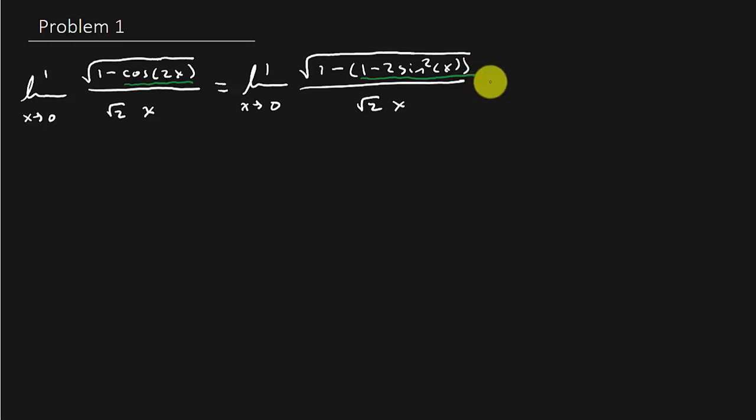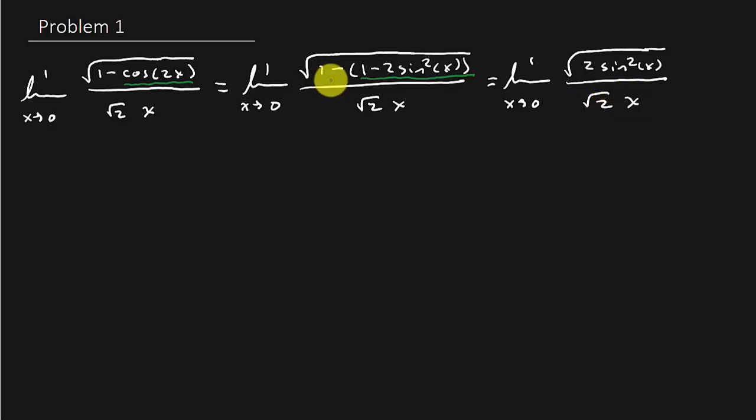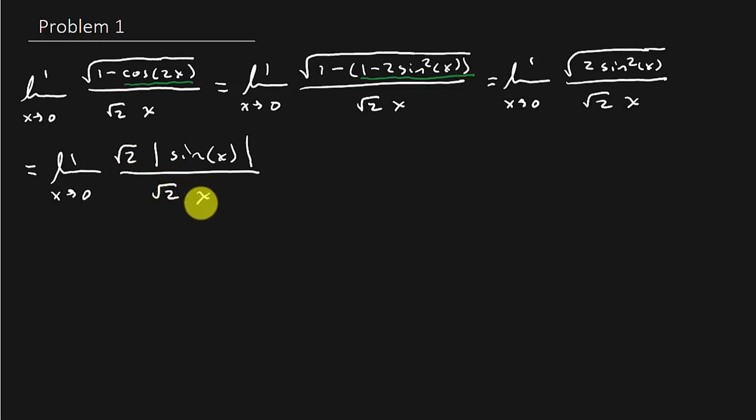All right, and then simplifying, we get the limit as x goes to 0 of the square root of 2 sine squared x over the square root of 2x. See, I've got 1 minus 1 is 0, and then distribute that negative makes it a positive. And so now we get the limit as x goes to 0, square root of 2, absolute value of sine x over the square root of 2x.